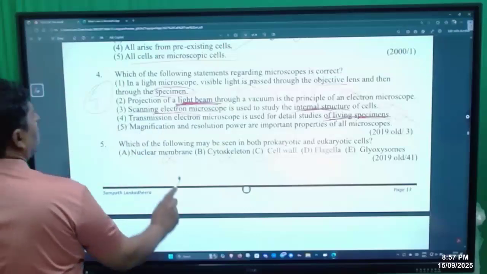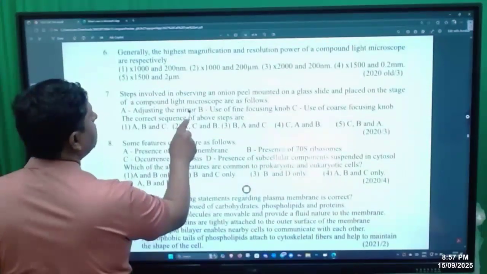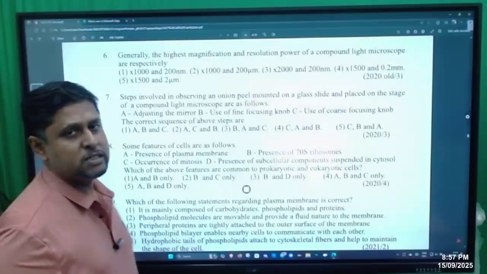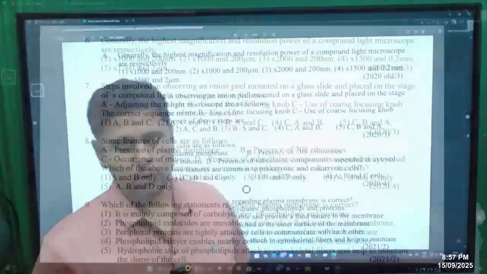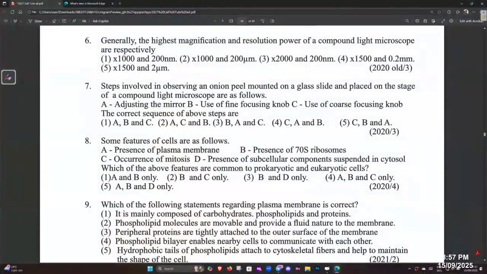So we move further down, and I'm taking question number 6. Have a close look. Generally, the highest magnification and the resolution power of the compound light microscope are, respectively? What is your answer for that? Can you tell me the answer number? Sir, couldn't hear you properly.